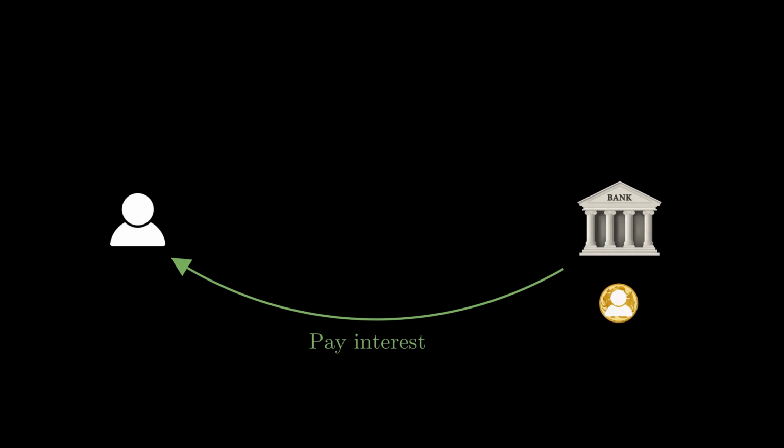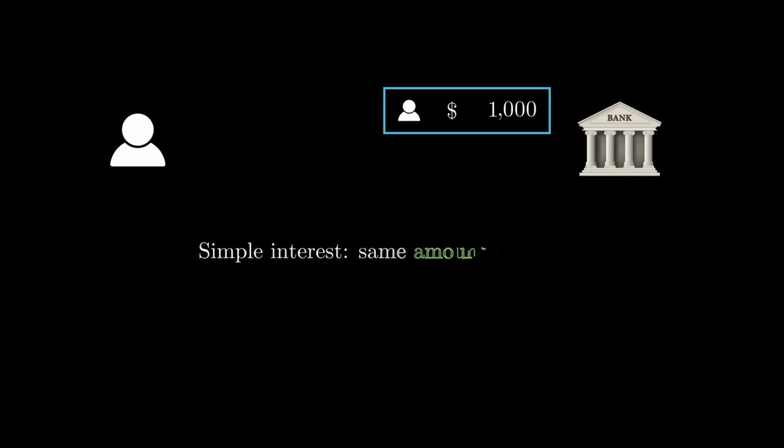Okay, so let's look a bit more into that example. Say you put $1,000 into a bank account. What we call simple interest is when the bank would be paying you the same amount of money, say, every year. Now it need not be every year, it could be each month or each day or whatever. We'll see examples of this later, but for now, we'll leave it as every year.